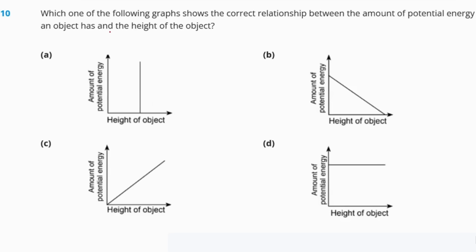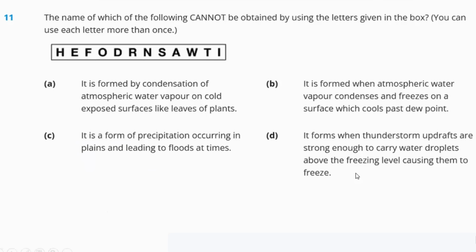Question number 10. Which of the following graphs shows the correct relationship between the amount of potential energy an object has and the height of the object? Everybody always remember the potential energy is directly proportional to the height, right? As the height increases, the potential energy will be increasing. In option A, it is constant. So this is not our answer. Option B, with the increase in height, this is decreasing. No. In option C, as the height is increasing, the potential energy is also increasing. This should be our answer. And here it is constant. So this is also not our answer over here.